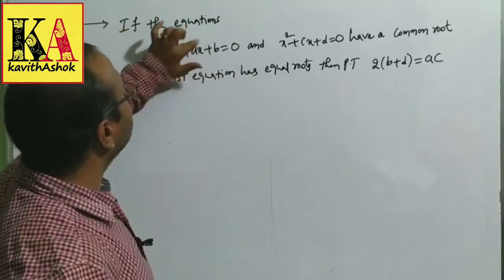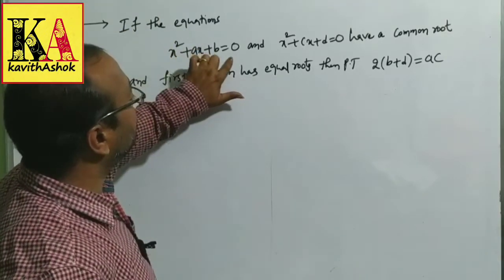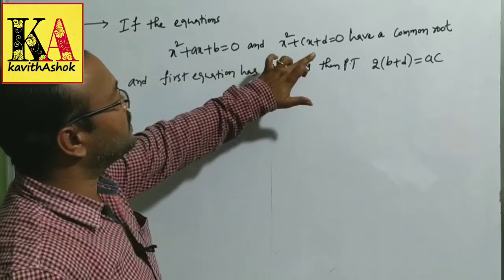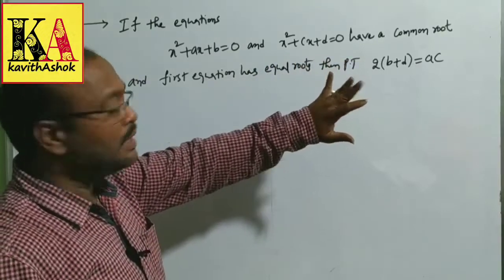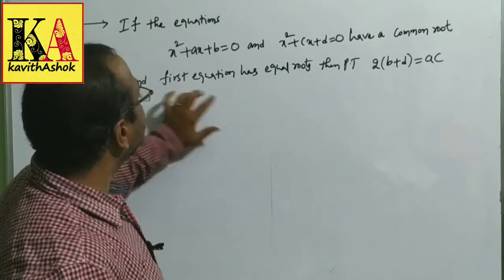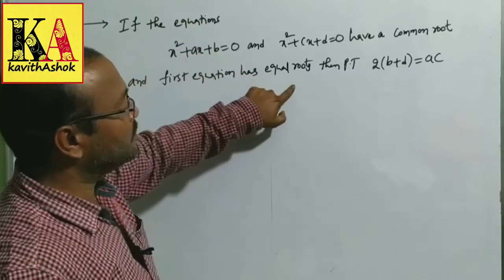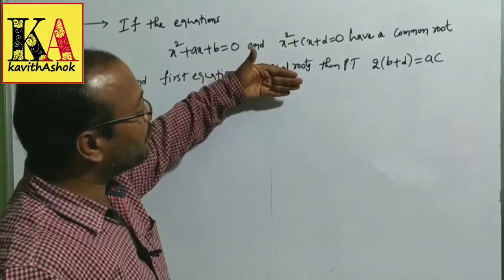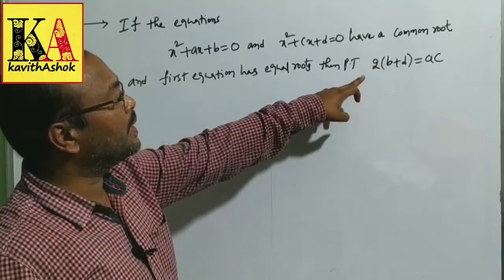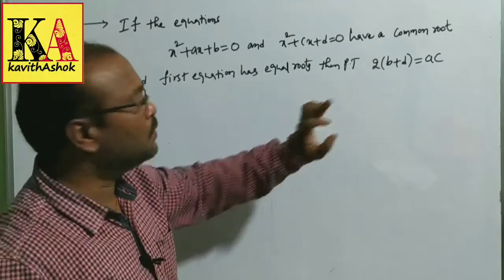If the equations x square plus ax plus b equal to 0 and x square plus cx plus d equal to 0 have a common root, and along with that the first equation has equal roots, then by using these two properties we have to prove that 2 times (b plus d) is equal to ac. So we will do like this here.